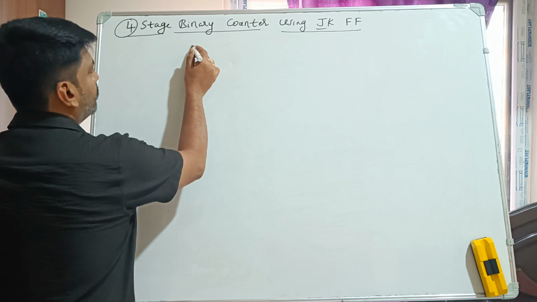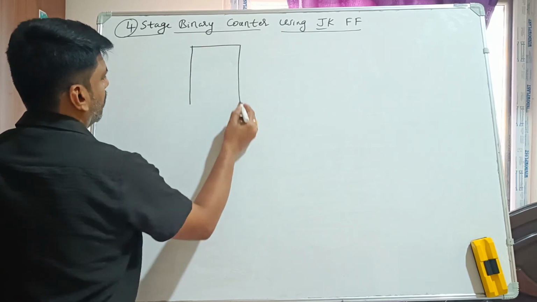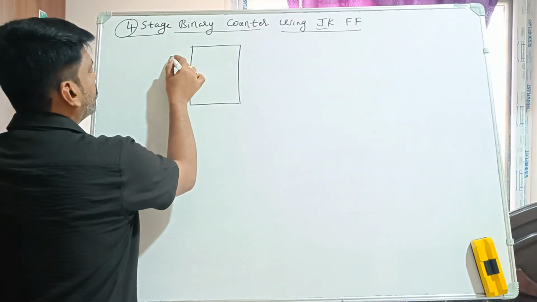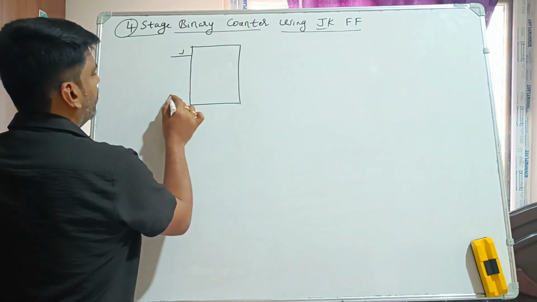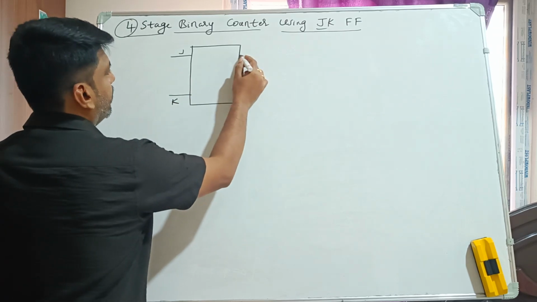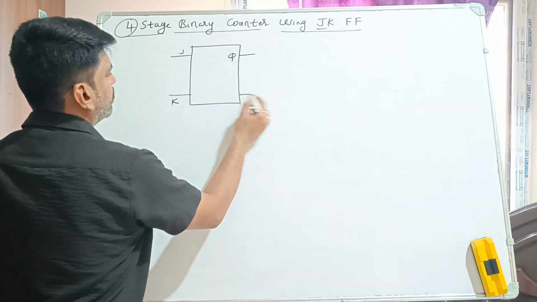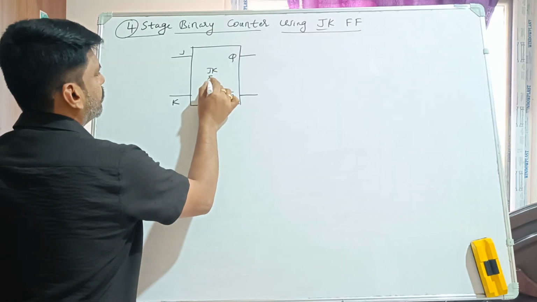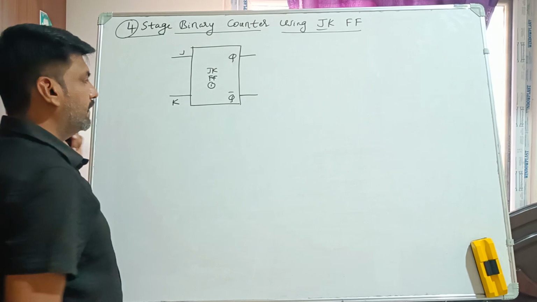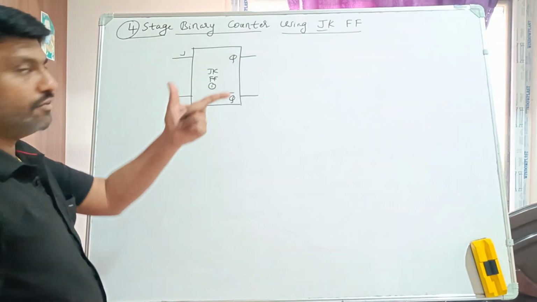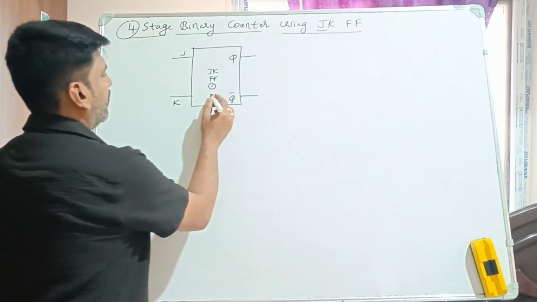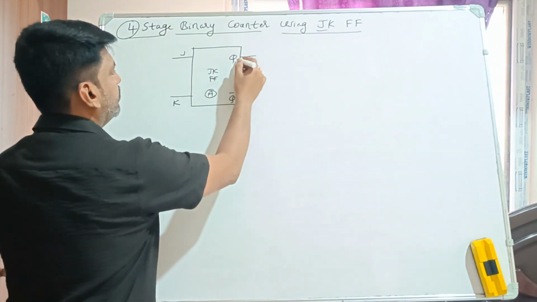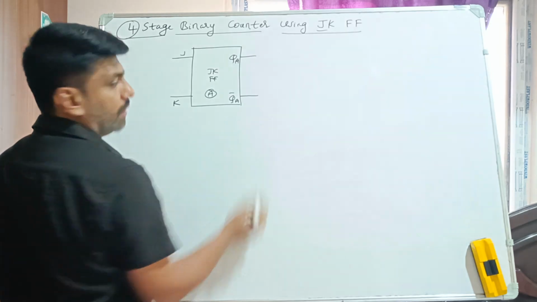So I will consider the first flip-flop like this, right? This flip-flop has 2 inputs and 2 outputs, as we know. So I will write here J and here K, and here Q and here Q bar, right? I will call it JK flip-flop number 1, right? Since we should write 4, instead of 1 we can call it A, right? So if it is A, it is QA and QA bar, right?